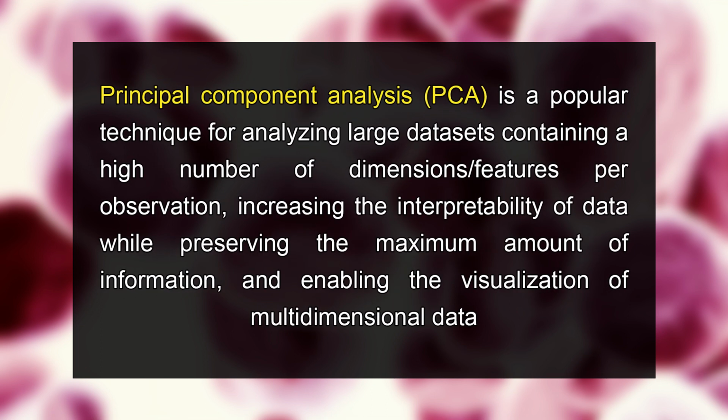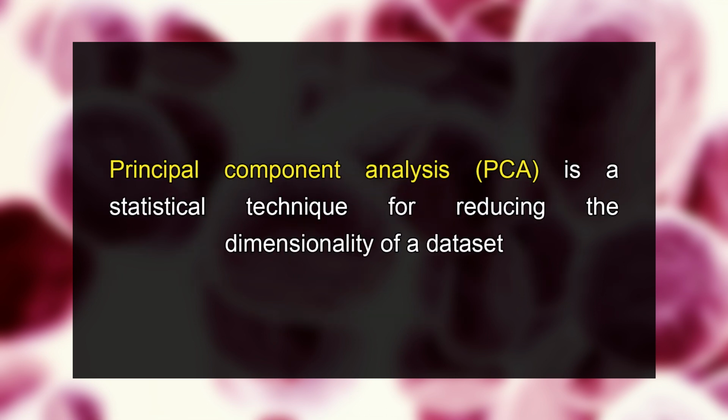Principal component analysis, or PCA, is a popular technique for analyzing large data sets containing a high number of dimensions or features per observation, increasing the interpretability of data while preserving the maximum amount of information and enabling the visualization of multidimensional data. Formally, PCA is a statistical technique for reducing the dimensionality of a data set. This is accomplished by linearly transforming the data into a new coordinate system where most of the variation in the data can be described with fewer dimensions than the initial data.